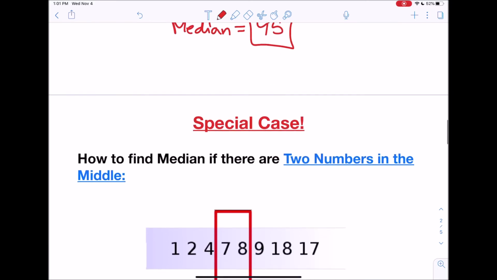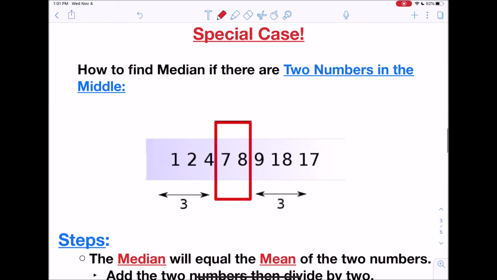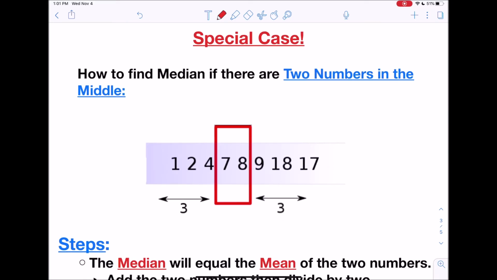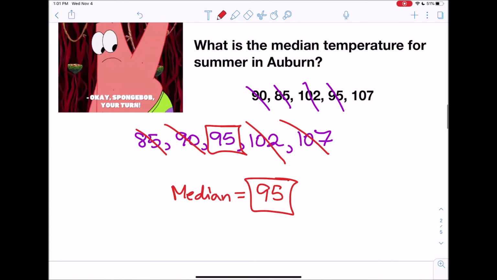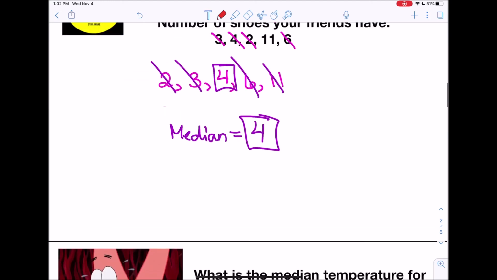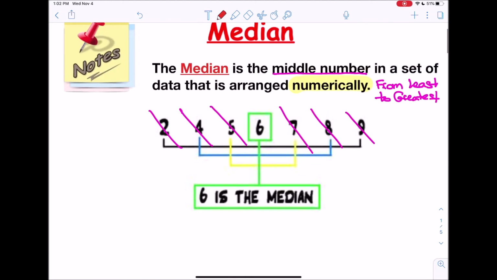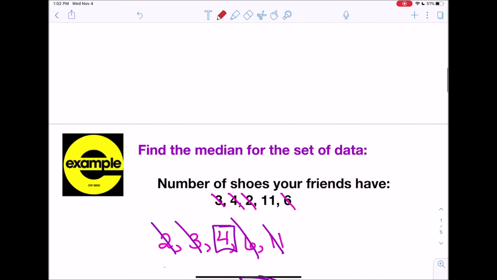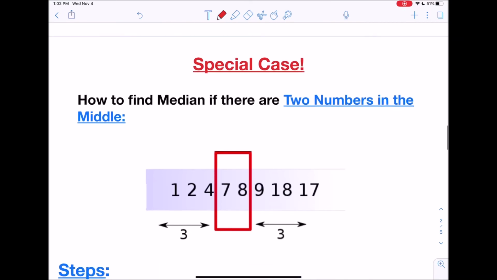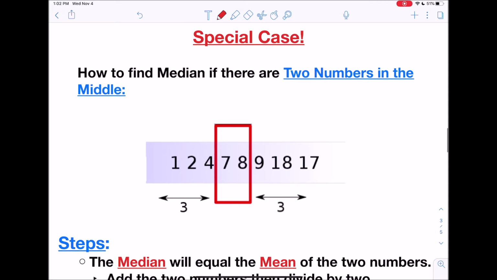Moving on. Now, what happens if there is no middle number? So if you'll notice, we've been doing medians for an odd number of numbers, right? In the last problem, we had 5. Before that, we had 5 again. In the very first problem, there were 7 different numbers. So what happens if we get an even number of numbers in our data set? Then there is no middle number.